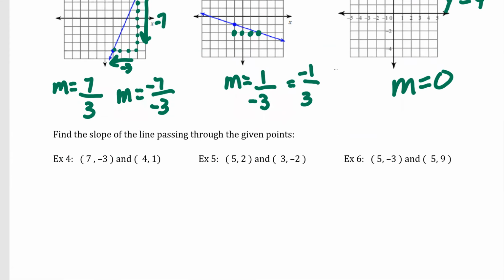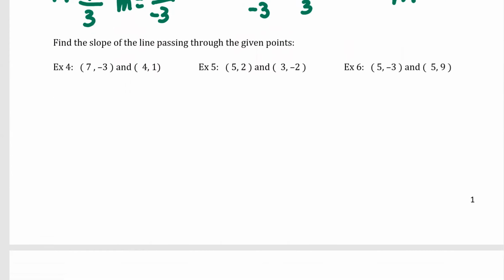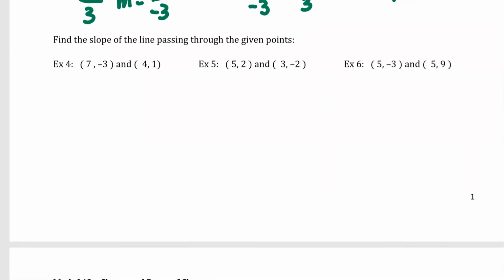Next, we're going to calculate slope through given points. At the top, we had a slope formula, and I want to show you that it doesn't matter if it's y2 minus y1 over x2 minus x1, or if you have y1 minus y2 over x1 minus x2. I like to write my points underneath each other.